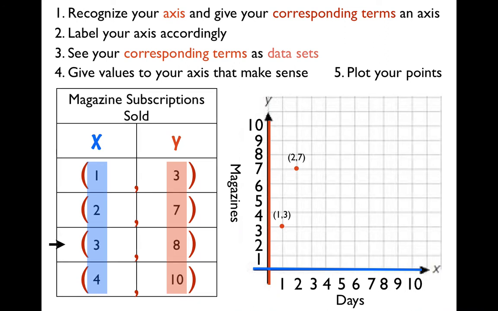Next I have 3 and 8. So I run 3 and I jump 8. The last one is 4, 10. So I run 4 and I jump 10. Then I connect my line. It's as easy as that.